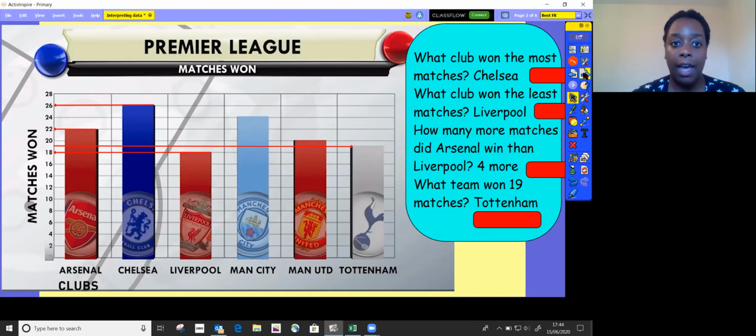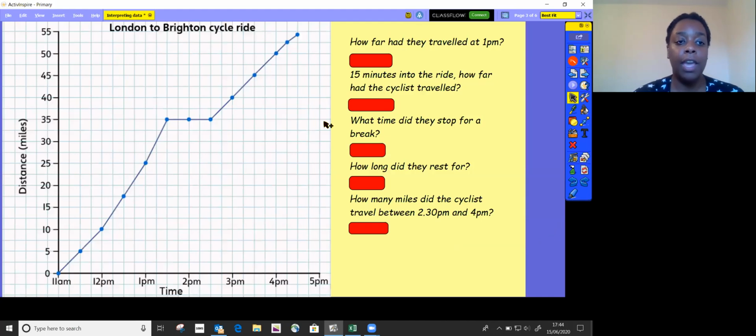Next, we'll have a look at line graphs. So here you can see a line graph showing the time taken for a cyclist to ride between London and Brighton. Line graphs tend to be used for showing something over time rather than discrete data. It tends to be continuous.